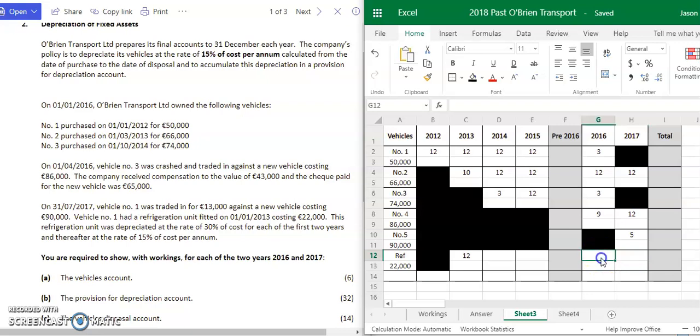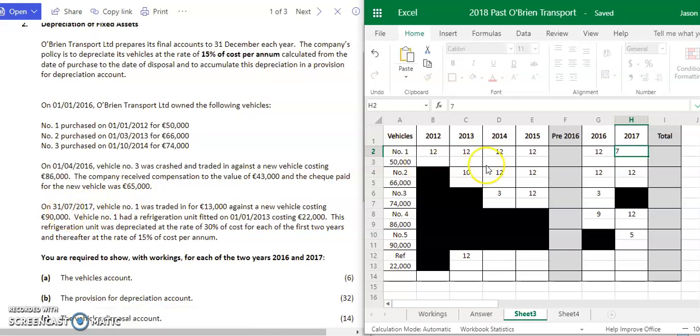So there's a mistake already. So you see vehicle number 1, if we look here, 2017, so this is wrong. So you need to take this out. So 12 months here, and we had it for 7, so we had it for 7 months. So vehicle number 1 is going to be for 7 months, and the same for the refrigerator, because the refrigerator was part of that vehicle, number 1. So we have 12 months, 12 months, and 12 months.